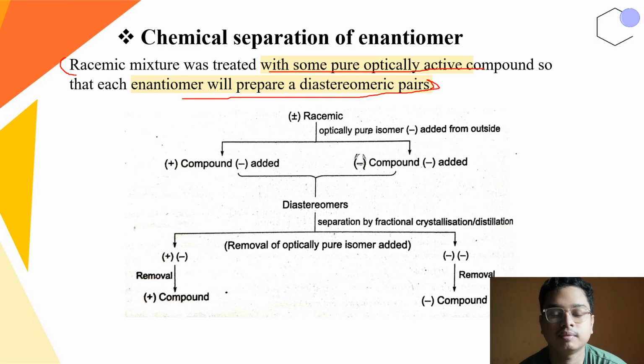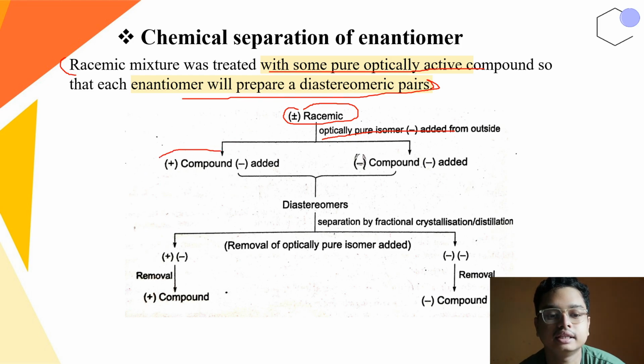And since it forms diastereomers, we also know the property of diastereomers: they do not show similar physical and chemical properties. So now they can be easily separated by column chromatography and other kinds of chromatography techniques. After separating, we simply remove the chiral part to get our particular compound. From this flowchart, we can easily understand that here is the racemic compound, and we add an optically pure isomer from outside, in stoichiometric amount, obviously.